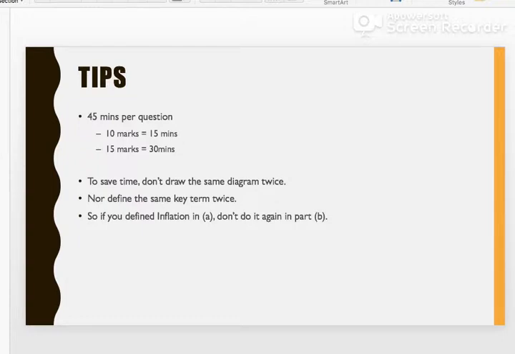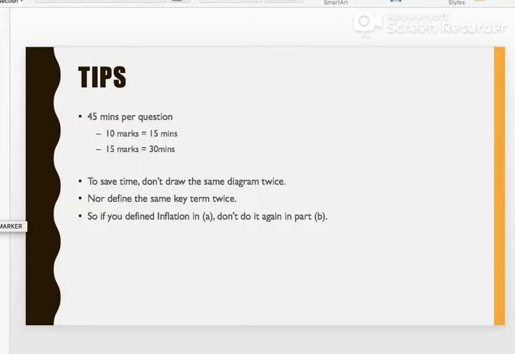Further tips: to save time, don't draw the same diagram twice. So if you've drawn a diagram in question A, you can refer to it in question B. Also, don't define keywords twice. If you've defined inflation or consumer surplus in Part A, don't define it in Part B.